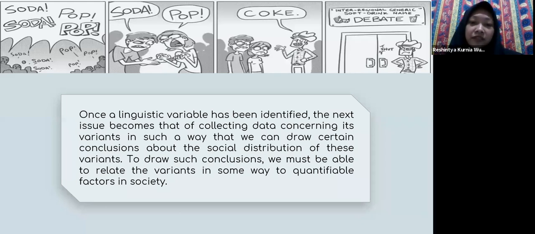Once a linguistic variable has been identified, the next issue becomes that of collecting data concerning its variants in such a way that we can draw certain conclusions about the social distribution of these variants. To draw such conclusions, we must be able to relate the variants in some way to quantifiable factors in society. And the next slide will be explained by Fahmi.